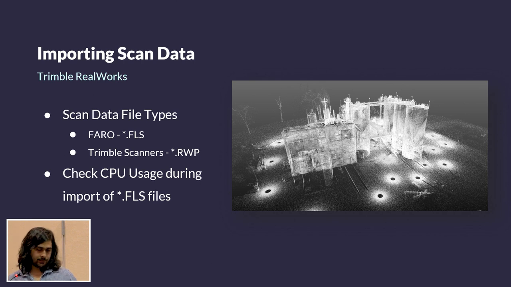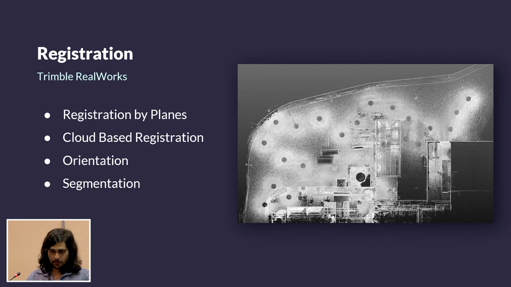Whenever we get these scan files and register them, we often check to make sure our CPU is running at full speed and hasn't locked up. That's just a quick blurb on the import process. Once we get to registering, we use a method called registration by plane, so we actually don't use targets. That's a feature in the advanced Trimble RealWorks. Once we have our registered point cloud, we can further refine it with cloud-based registration. We then orient the scan, select an origin, and segment out the specific area we're looking at modeling.